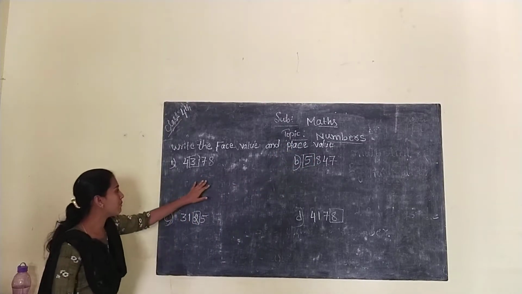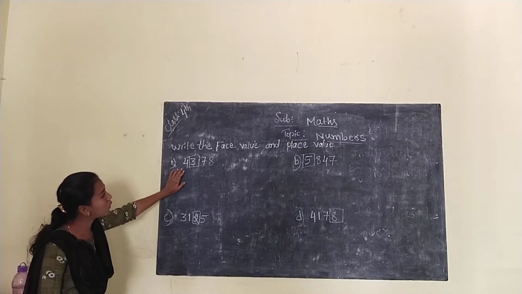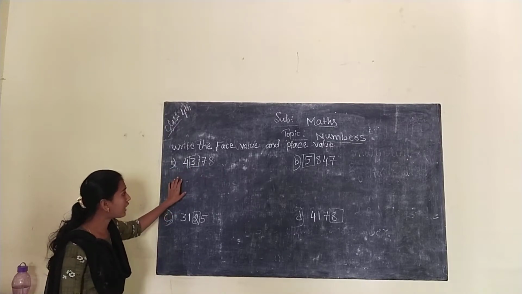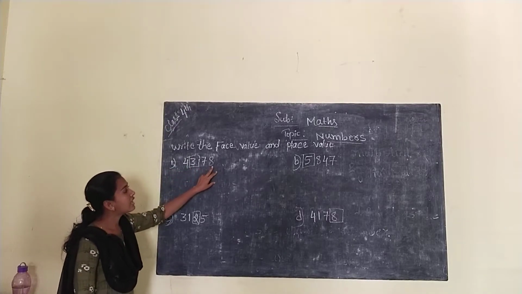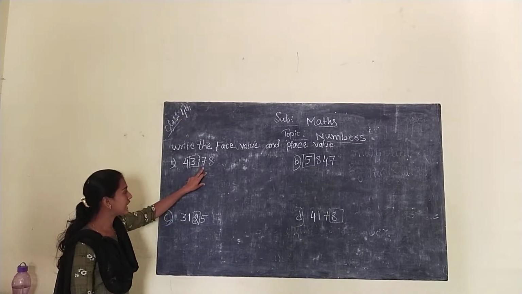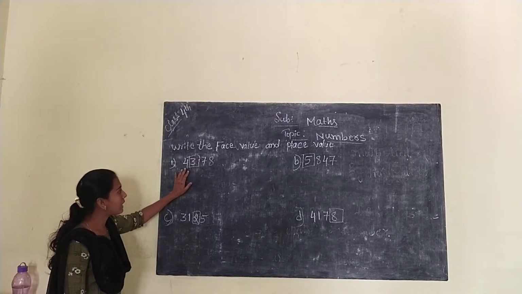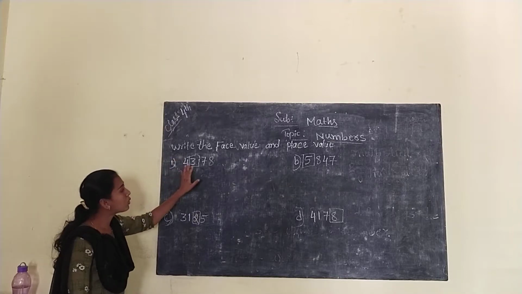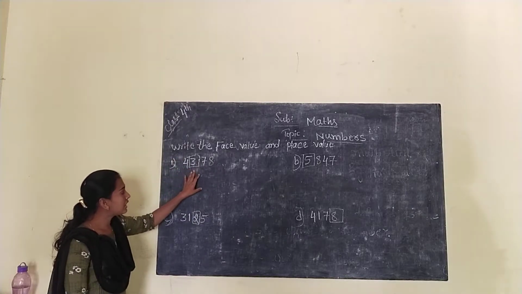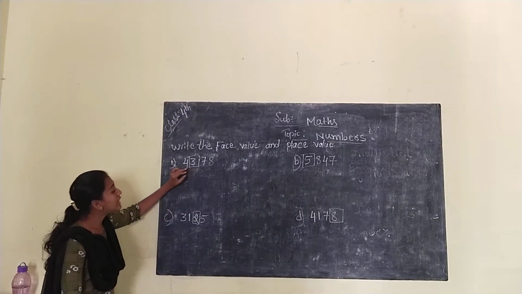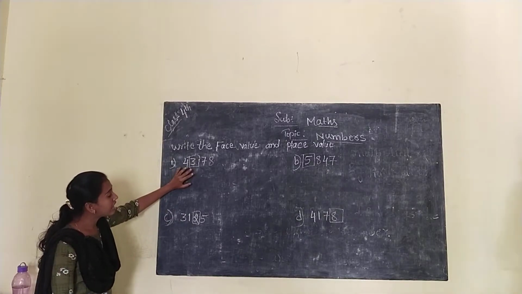Okay, given some numbers. First given number is 4378. First we have to observe place values. 8 is unit place, 7 is tens place, 3 is hundreds place, 4 is thousand place. How to read the number? 4378. Which is here in the box? 3 is here in the box.